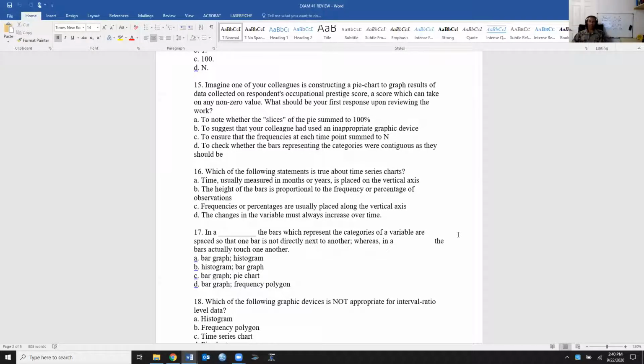Okay, is it C? So A, time usually measured in months or years is placed on the vertical axis. No, time is placed on the horizontal axis, so that's the first thing. And then second, there's no reason why the time needs to be measured in months or years.